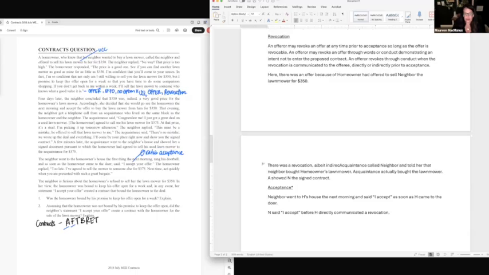albeit indirect, because acquaintance called neighbor and told her that neighbor bought homeowner's lawnmower. And I want to tie in this language, that neighbor bought homeowner's lawnmower, which demonstrates, and I'm going to tie this back to my rule. And I teach all of this stuff. How do you tie stuff back to the rule? How do you draft counter arguments? How do you save time and be strategic about it and not run out of time?